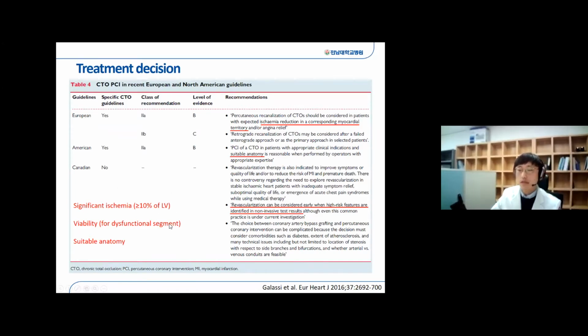And if the CTO supplying myocardial segment is dysfunctional, showing dyskinesia or akinesia, then viability should be present. And another thing, if there is unsuitable anatomy for PCI, then CABG should be considered. So if the cardiologist wants to perform PCI, the anatomy should be suitable for guide wire passage.